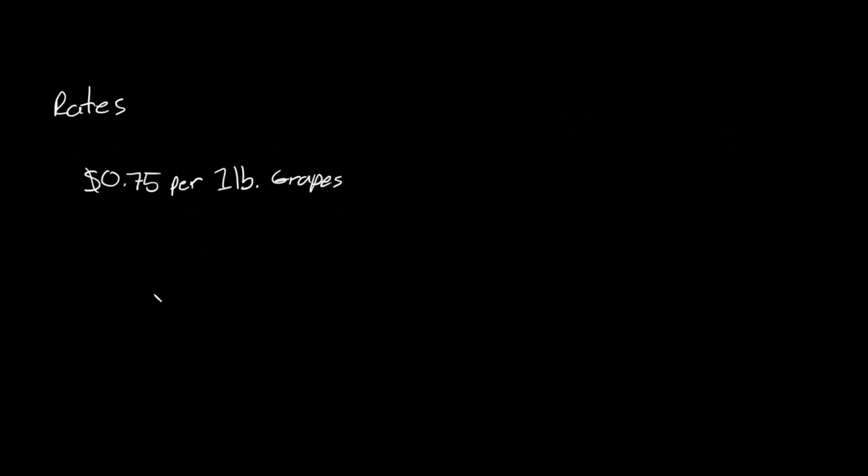And we can rewrite this in all the other ways. We could just write this as a fraction, which we can go ahead and do. So we can write $0.75 per 1 pound of grapes. And the 1 is implied. We didn't necessarily need to write the 1 here. It could just be pounds of grapes. But so this is all we necessarily need to know.